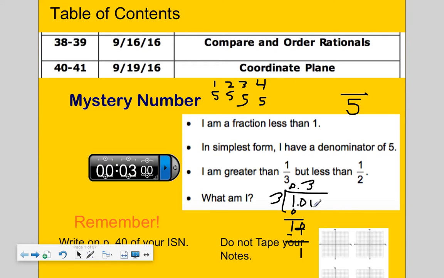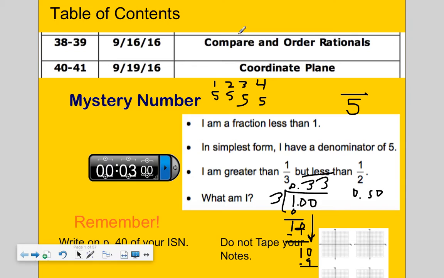I add another 0 and bring it down. How many 3's go into 10? Having done this before, just like deja vu again. It goes in 3 times. You know what? This is a repeating decimal. So I'm going to put a bar notation. What number is repeating? The 3. So it is greater than 33 hundredths with a repeating bar notation, but less than half or 50 hundredths.